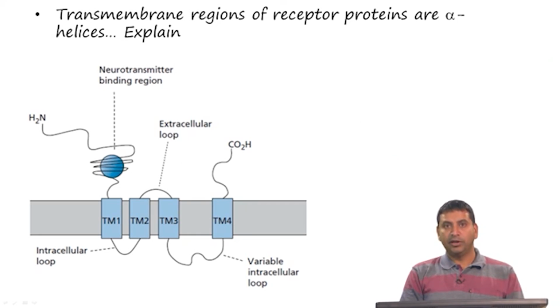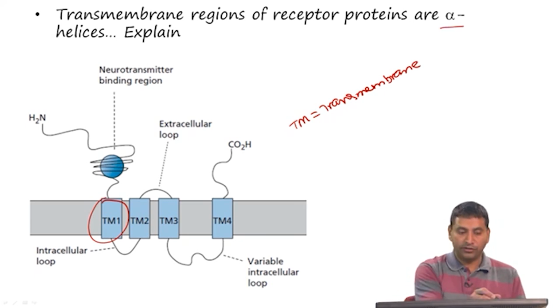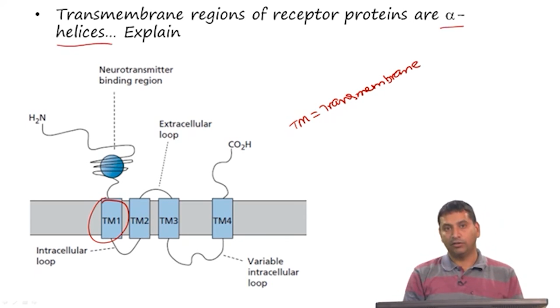The next question is, transmembrane regions of receptor proteins are alpha helices. Explain. Here is the cartoon that depicts a receptor protein. These regions, known as TM1 to TM4, are transmembrane regions, and these are alpha helices. The question is why they are alpha helices, or how we understand the formation of an alpha helix in this context. Just to recap, here is the neurotransmitter binding region, and once the neurotransmitter binds to this region, a conformational change occurs, which results in the signal transmission.